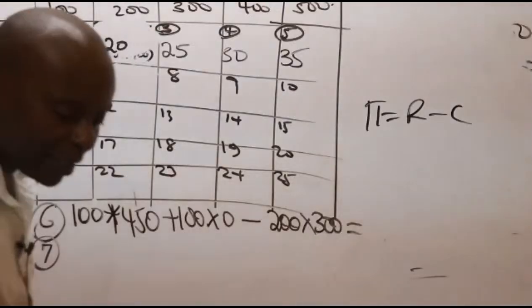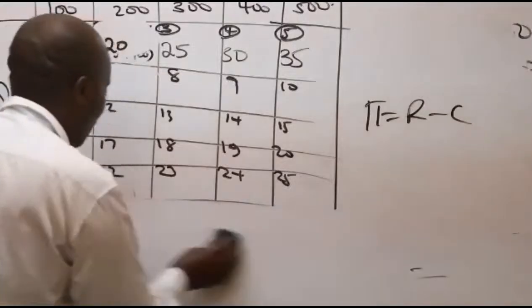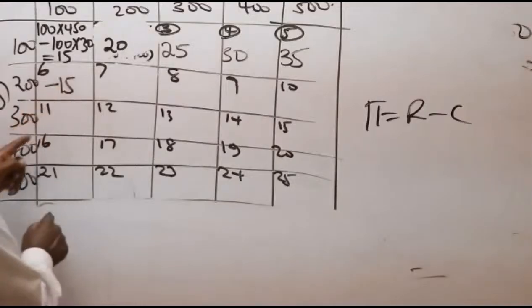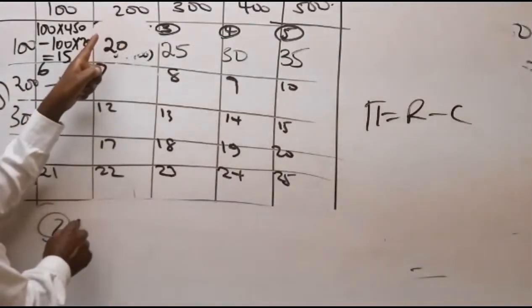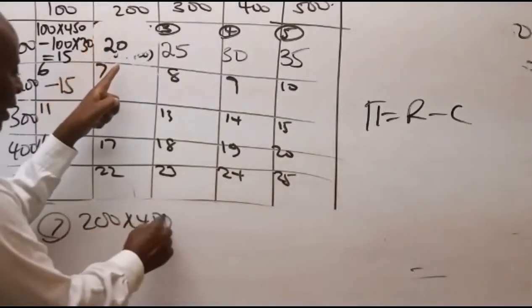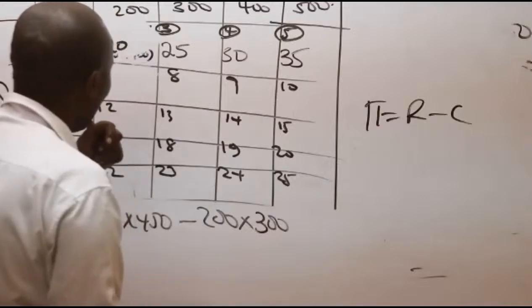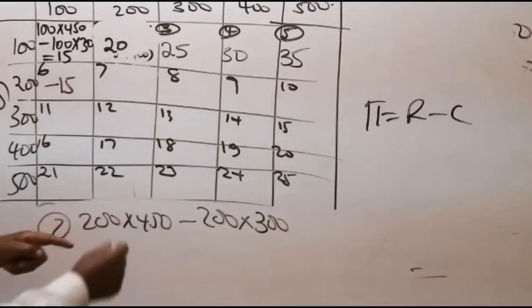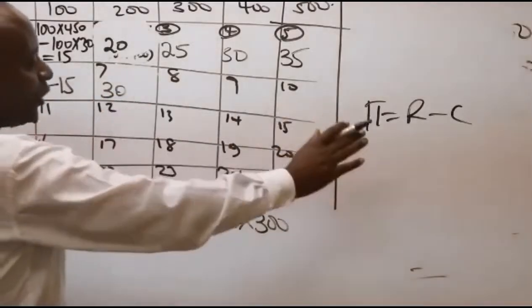So for cell number 7, this is what I have. We supplied 200. Demand is 200, so we shall sell 200 at 450 minus 200 at 300. So somebody is giving me what figure here? Cell number 7, somebody is giving me 30,000. Thank you very much.